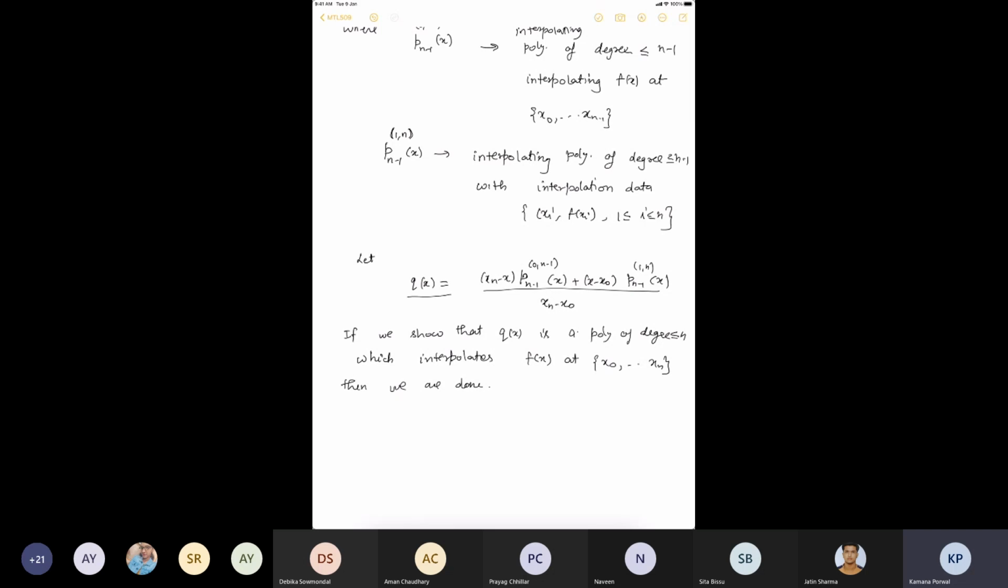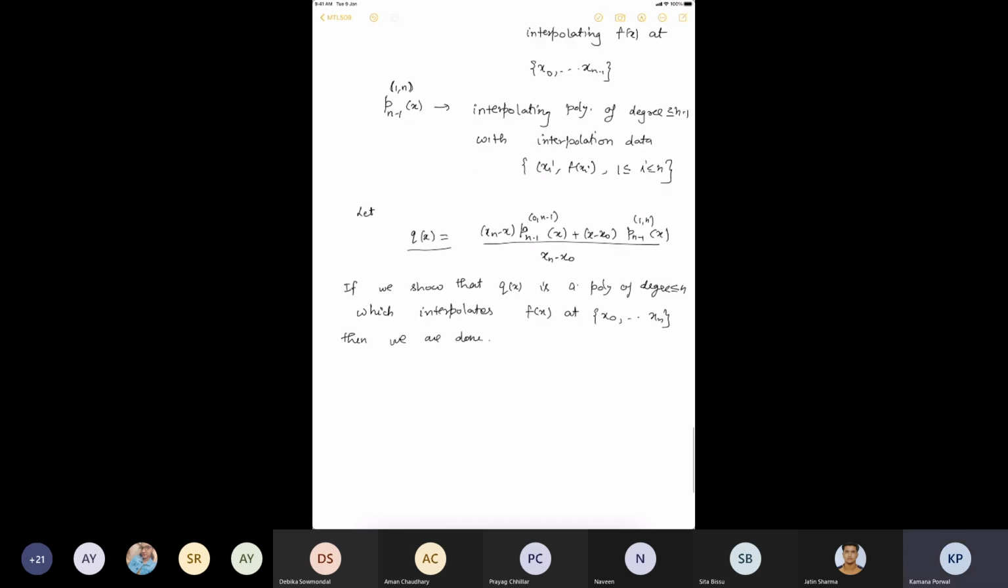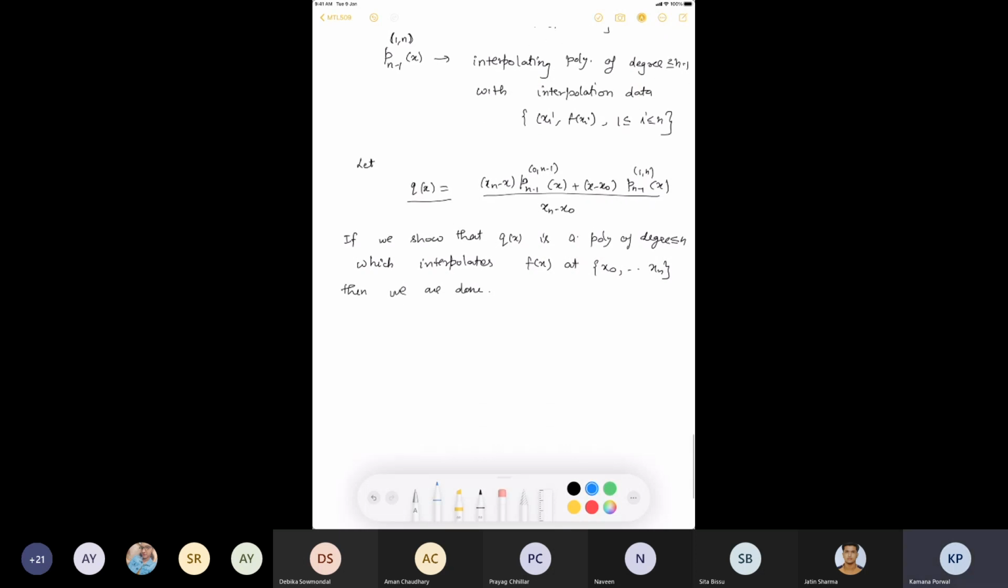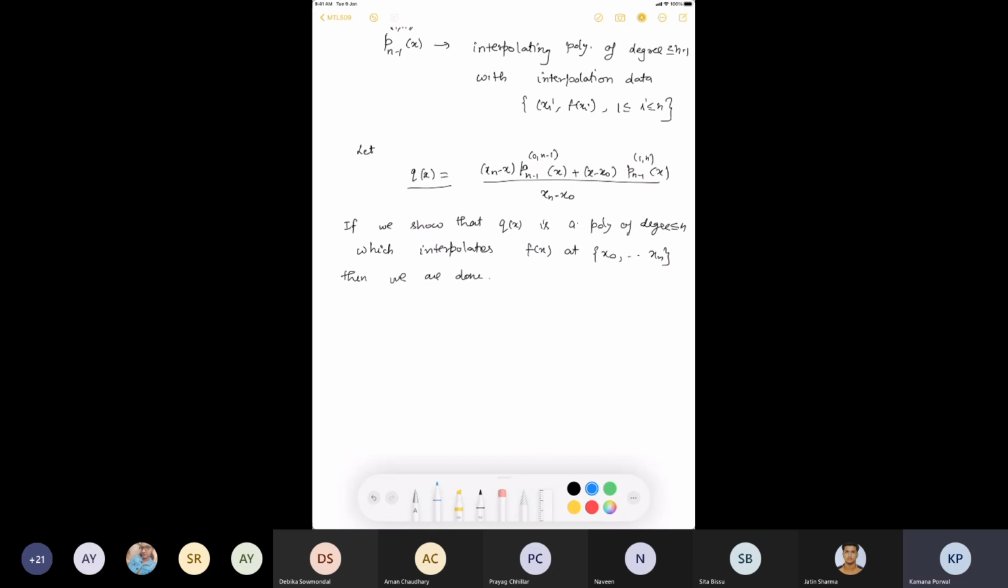So what we have to show is that this is an interpolating polynomial. This is an exercise for you to check. It just suffices to check, because you can already observe that this is a polynomial of degree less than or equal to n minus 1, and you are multiplying a factor xn minus x, and here you are multiplying a factor x minus x naught.